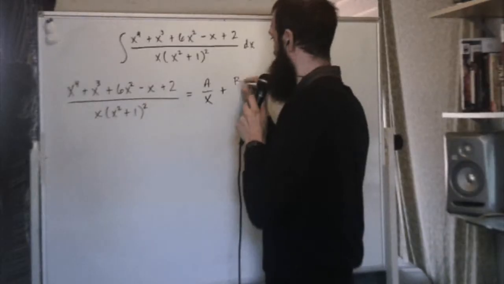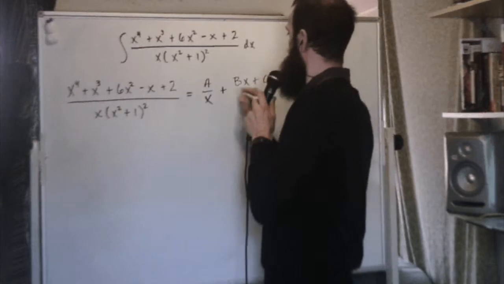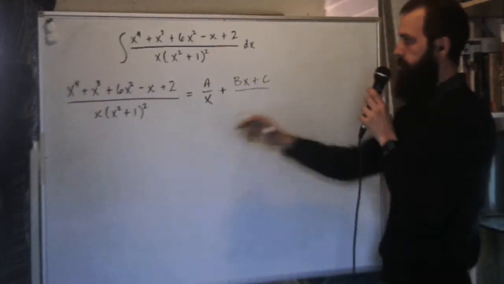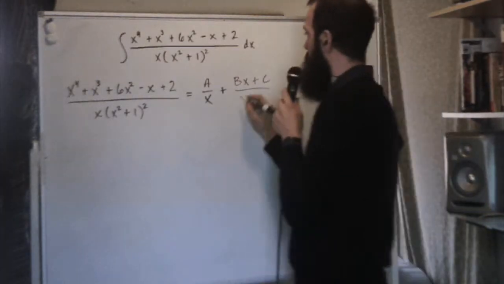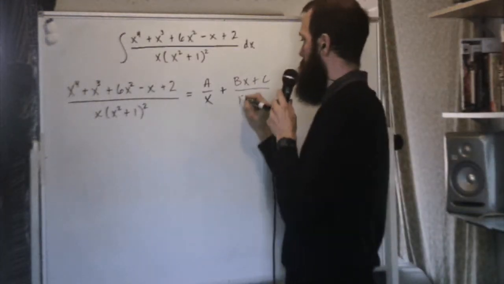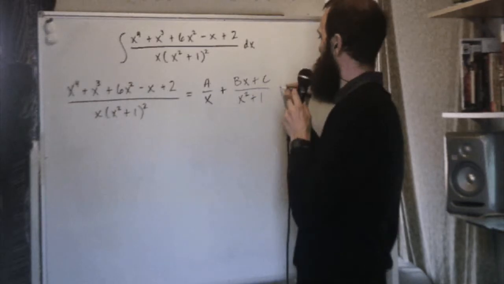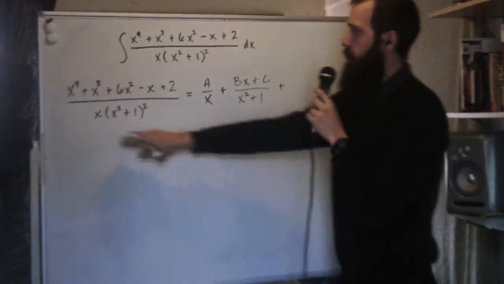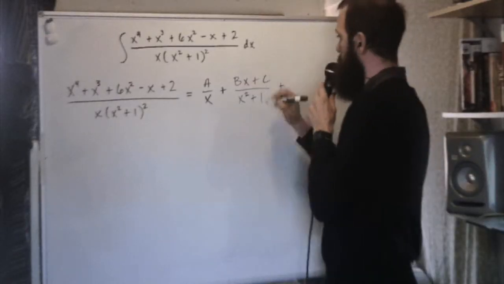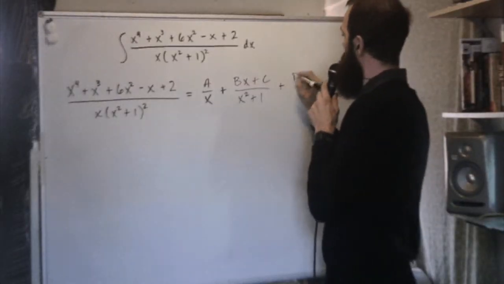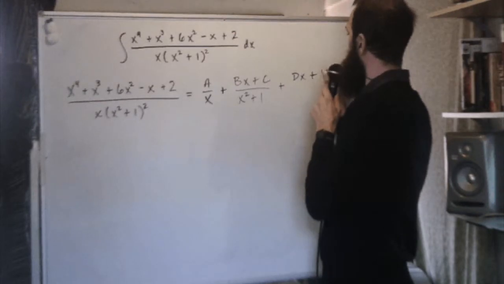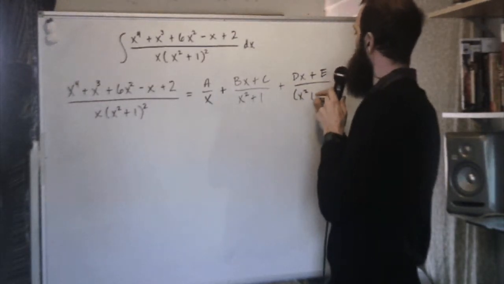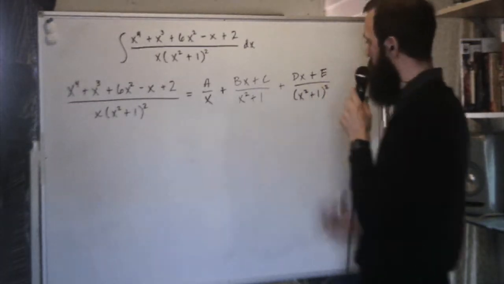thankfully, the process is basically the same as for repeated linear. We'll start with the first occurrence of x squared plus 1: bx plus c over x squared plus 1. And then we just need to repeat that quadratic factor and add some variables up top, dx plus e over x squared plus 1 quantity squared.